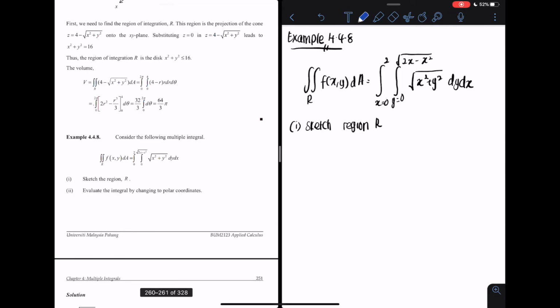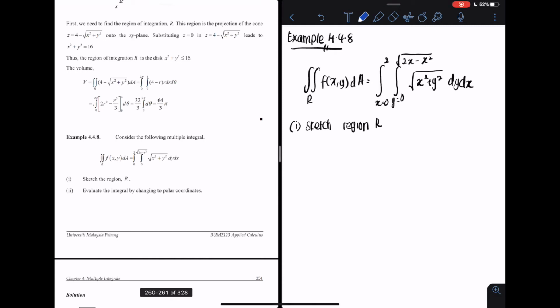Now let's discuss example 4.4.8. If you have access to questions from previous semesters, you will see that this kind of question can be considered a famous question, where we tend to test whether you understand the process to change from rectangular coordinates to the polar coordinate system and solve the double integral by using polar coordinates.